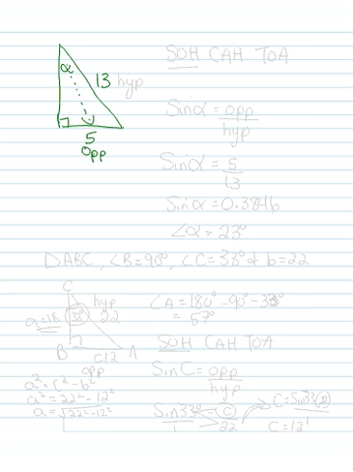So again, SOHCAHTOA. What uses opposite and hypotenuse? Sine. So sine of alpha is equal to opposite over hypotenuse.